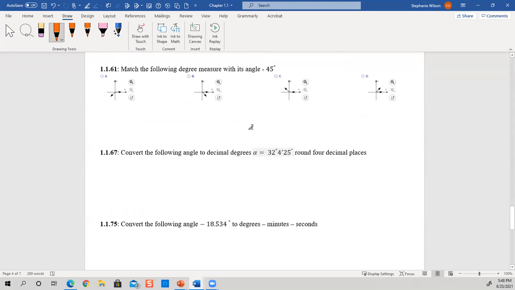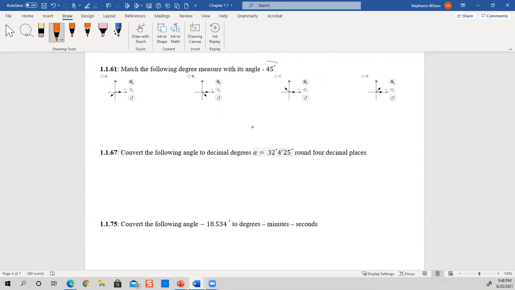All right. So 61 says match the following degree measure with its angle. So when you're on my labs looking at it, you may have to click to view it in, or make it bigger so you can see it a little bit better, because they're not going to be exact. It's not going to give you lines telling you this is a particular point. So you're going to have to get as accurate as possible.